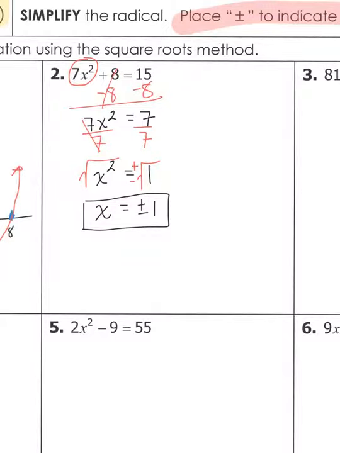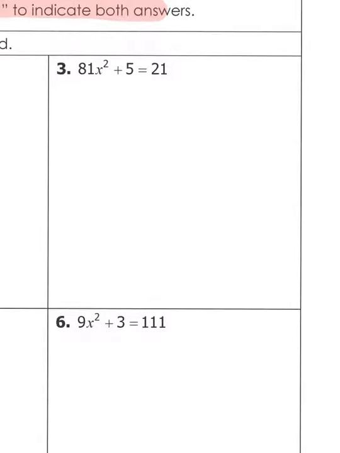So now I've done 2 of them with you. So I would like you to pause the video and do number 3 on your own. You are going to get a fraction answer. Do not give me a decimal answer. But make sure you get the x squared by itself first before you take the square root of both sides. All right, so pause the video and go.